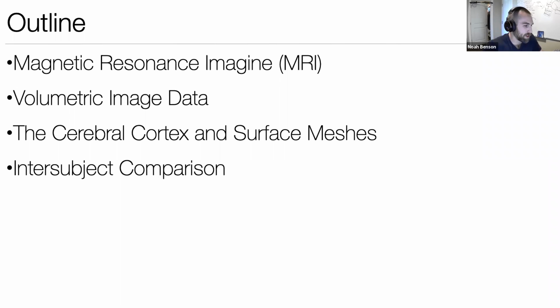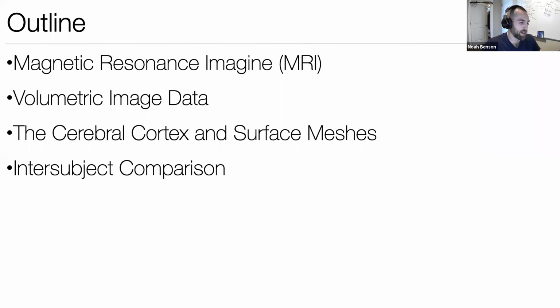Okay, the plan for today is that we're going to go over 4 main topic areas. I'll start by giving a quick introduction to the kinds of measurements we'll be using, primarily MRI. Next, I'll talk in more detail about 3D images, which are also called volumes or volumetric images, and how they can be used to store brain data. After that, we'll move on to the cerebral cortex and the cortical surface, including methods of interpolating between volumes and surfaces. And finally, we'll talk about methods of aligning and comparing subjects' brains.